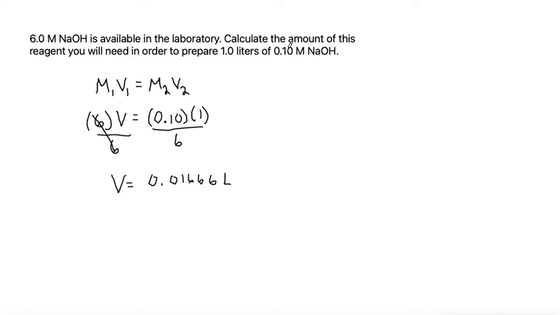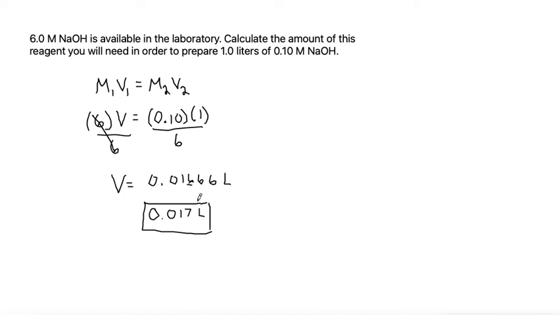Because I have 2 sig figs in all of my numbers in the problem, I'll round this to 2 sig figs, which will be to this 6. That makes 0.017 liters is the amount of my 6 molar NaOH I will need in the solution. So that'll be the answer to this problem.